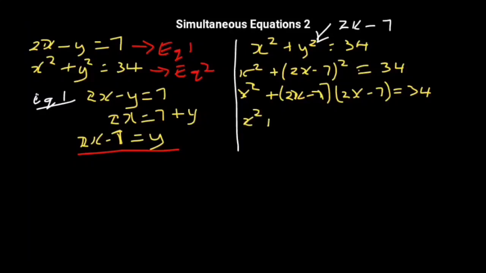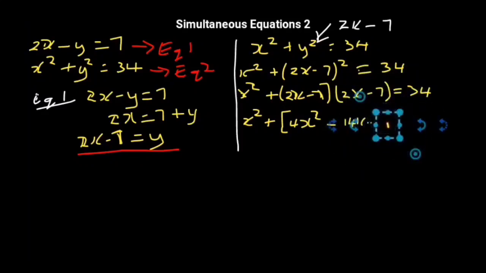So we have x squared plus brackets. We're going to have 2x multiplied by 2x, which would give us 4x squared, minus 2x multiplied by 7, which would give us negative 14x. Then we're going to multiply negative 7 by 2x, which would give us negative 14x, and then negative 7 multiplied by negative 7 would give us a positive 49, and that is equal to 34.